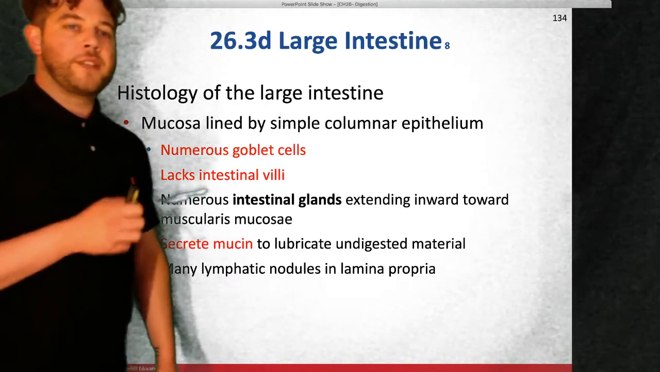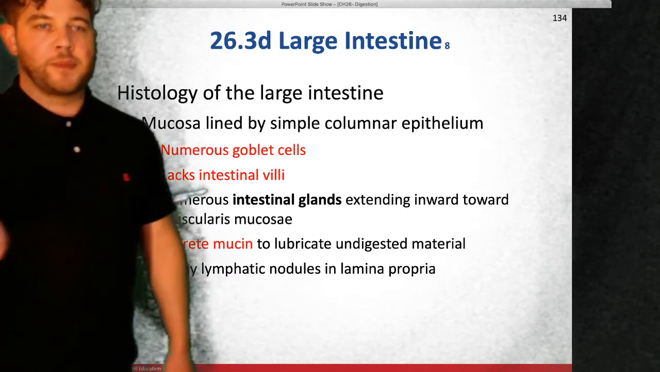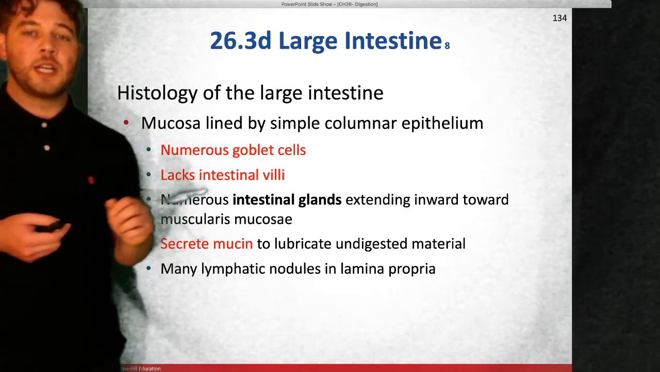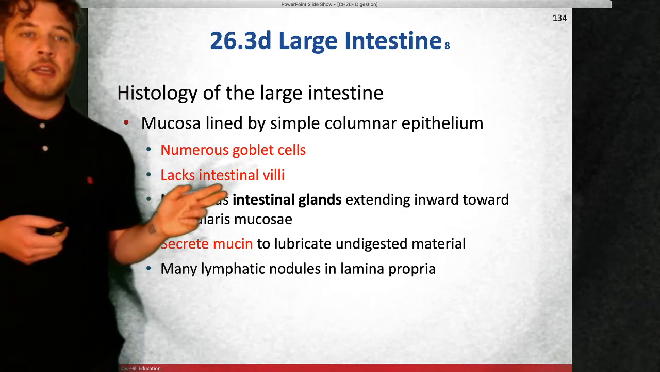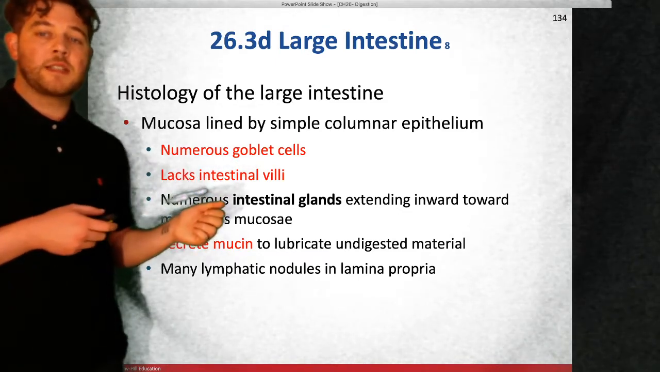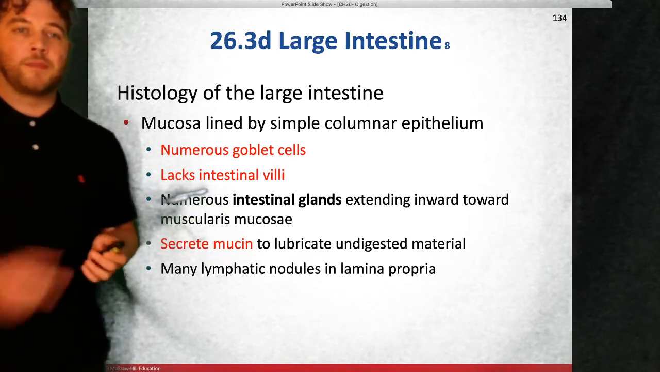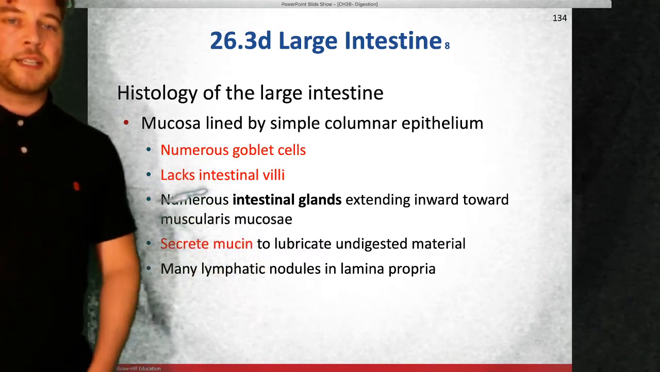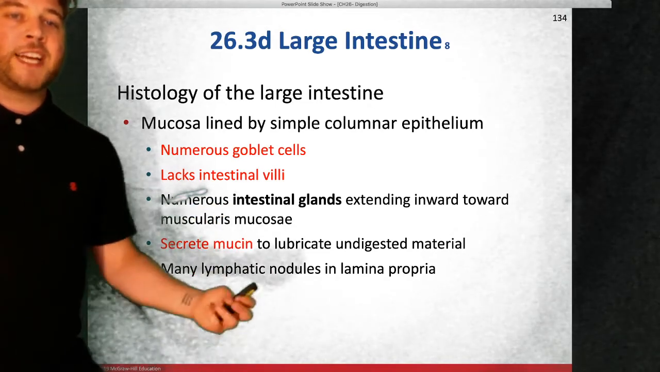The mucosa of the large intestine is lined by simple columnar epithelium with lots of goblet cells for mucus secretion and very little intestinal villi. The numerous intestinal glands extend inward towards the muscularis mucosae, secreting mucin to lubricate the undigested material. Lots of lymphatic nodules.